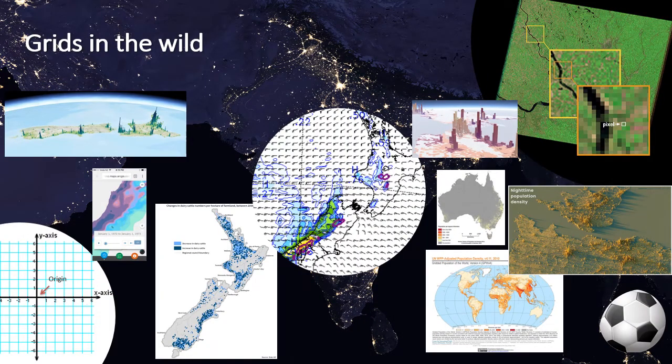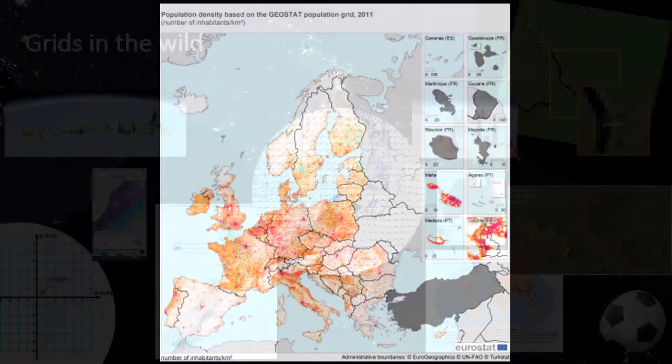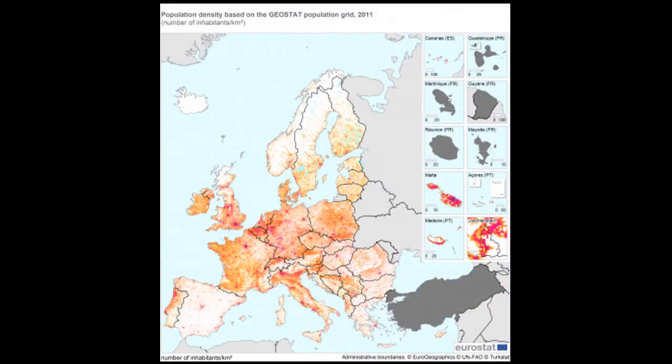Gridded data is not new. There's plenty of products around the world. We've even published some gridded data ourselves to help prove the concept. But now we want to make grids an official part of Stats' framework. The European Union, as part of their Geostat project, mandated that all their member countries produce a 1 kilometre population grid, 1 kilometre being the most suitable at the continental level.